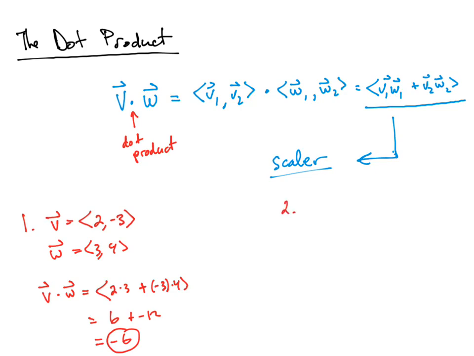If we do a second one, let's say vector v is negative 3i plus 5j. Vector w is 2i plus 3j. V dotted with w, we're going to say negative 3 times 2 is negative 6. 5 times 3 is 15. So I get 9.